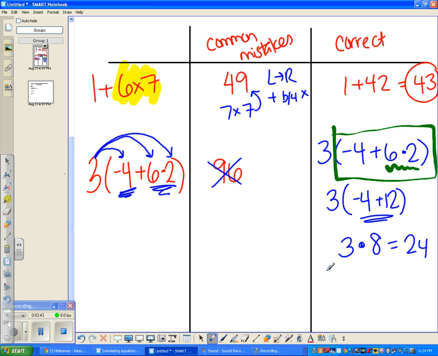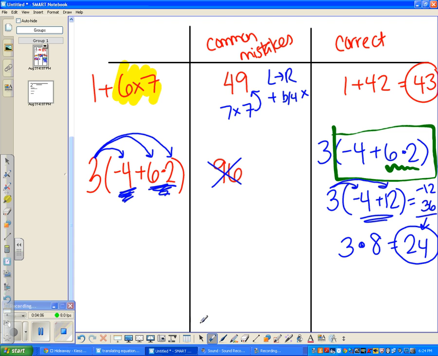If I wanted to stop right here and then distribute, I've simplified all of my terms. And again, I can do it that way too. So 3 times negative 4 is negative 12. 3 times 12 is 36, and then when I subtract them, I'm going to get 24 as well. So 24 is the correct answer, not 96. Again, that's a huge difference. So if you're distributing, make sure you're distributing to the correct terms.